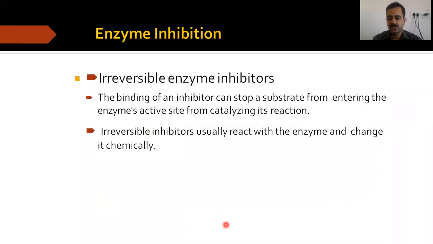Irreversible enzyme inhibitors. These were all reversible inhibitors; now irreversible. The binding of an inhibitor can stop a substrate from entering the enzyme active site for catalyzing its reaction. Irreversible inhibitors usually react with the enzyme and change it chemically. So irreversible inhibitors actually modify that particular enzyme, and the inhibition is said to be permanent.